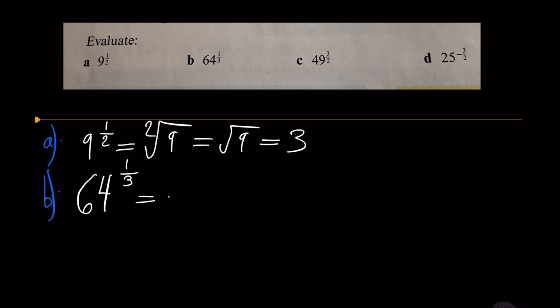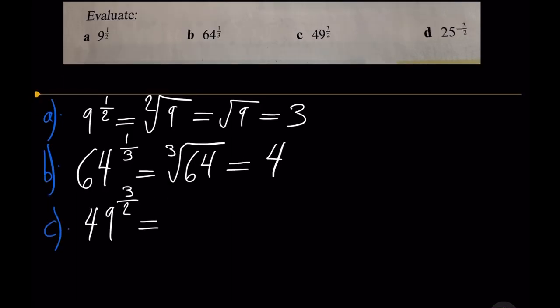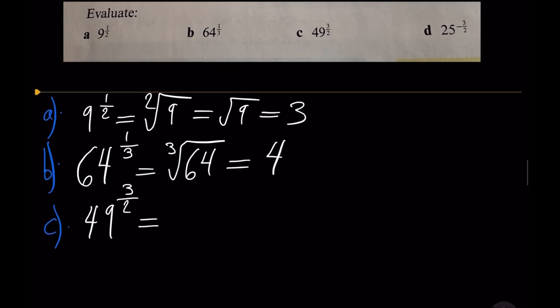Now for part B, we've got 64 raised to the power 1 over 3, and again, using the laws of indices we covered above, this can be rewritten as the cube root of 64, which is just 4. Now for part C, we've got 49 raised to the power 3 over 2. We can now rewrite this using a different law of indices. So we can rewrite this as the square root of 49, all raised to the power 3.